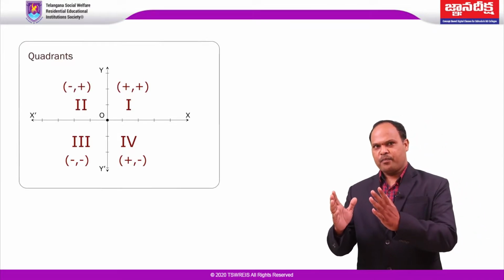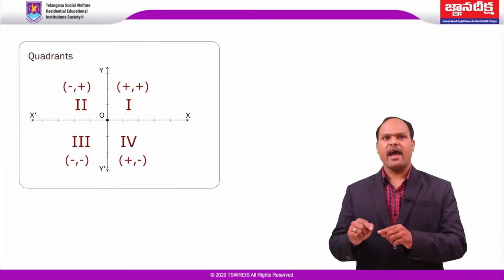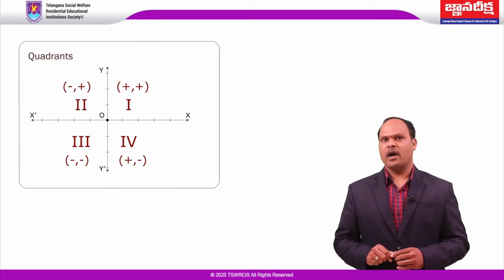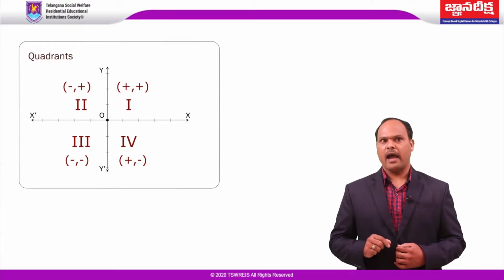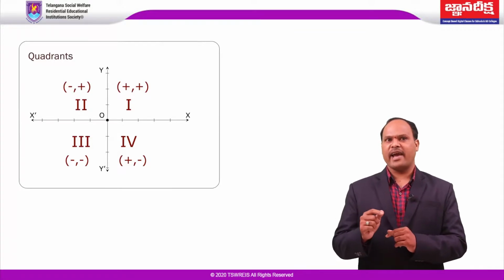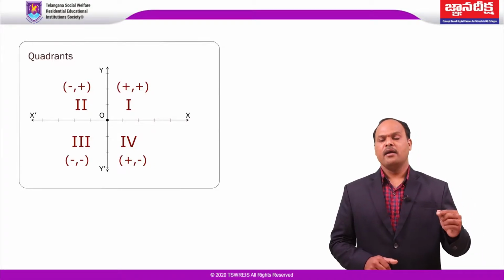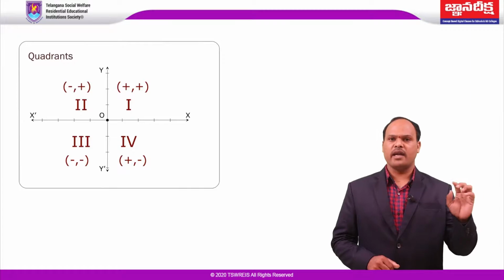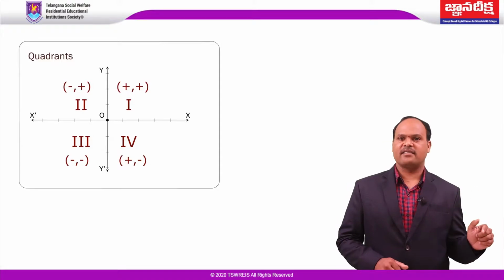Now, quadrant 1. What is the quadrant 1? This quadrant 1 is bounded by positive x-axis and positive y-axis. So, every point in quadrant 1 represents an ordered pair having the sign (+, +). And these axes, x-axis and y-axis, do not belong to the quadrant. Now coming to quadrant 2. Quadrant 2 is bounded by negative x-axis and positive y-axis. So every point in quadrant 2 has the sign (−, +), and as usual these axes do not belong to the quadrant.